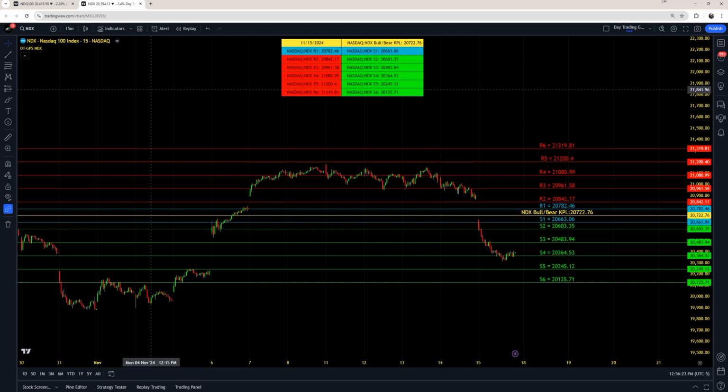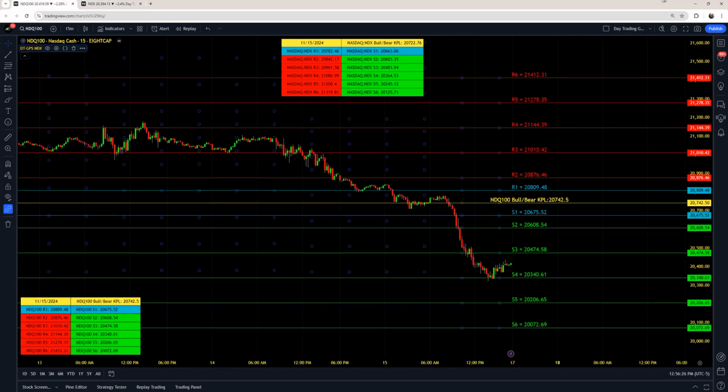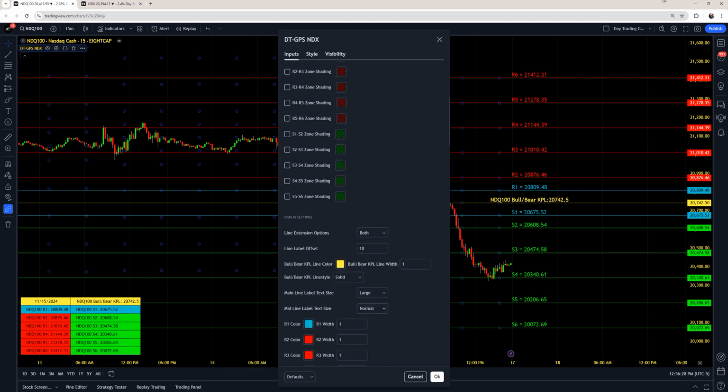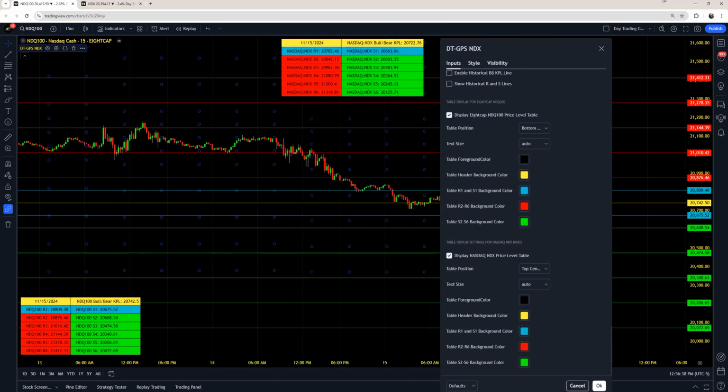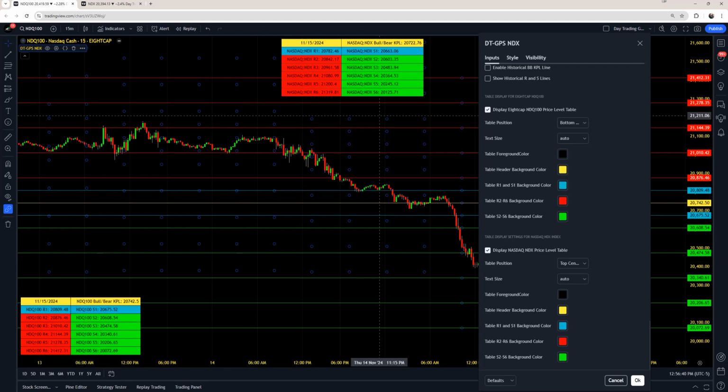Okay, for this next section, we'll start out with the other chart. And now we're going to go over the table displays. So while your chart is on NDQ 100, as we went over earlier at 9 a.m., you'll have both of these table displays also come up at 9 a.m. Now, you don't have to have both of them turned on. You could turn them both off if you want.